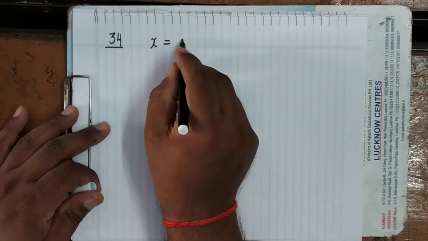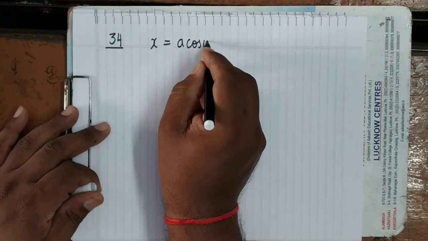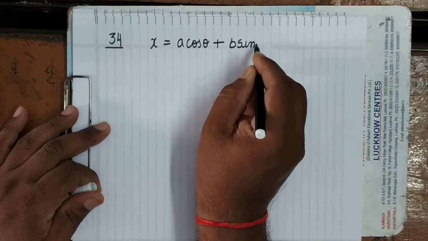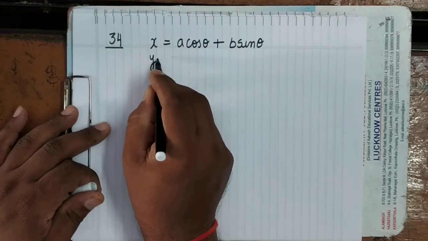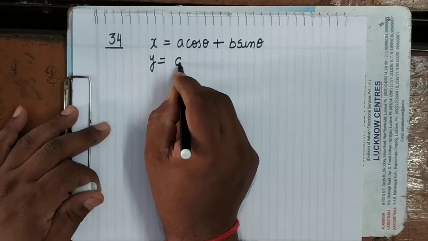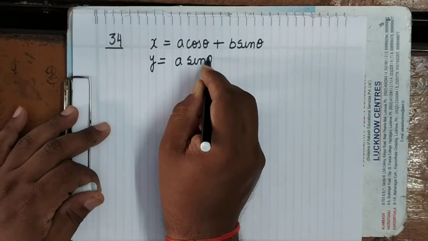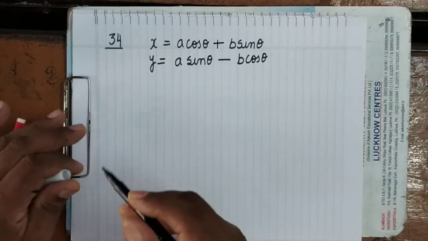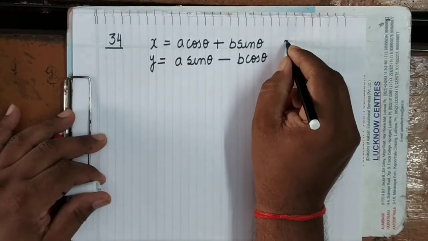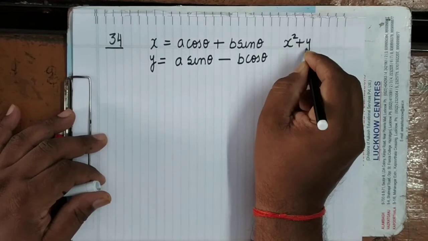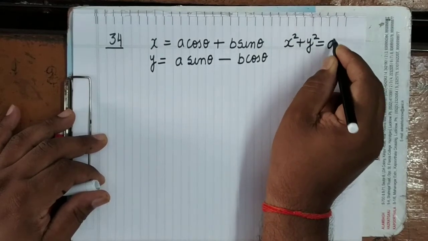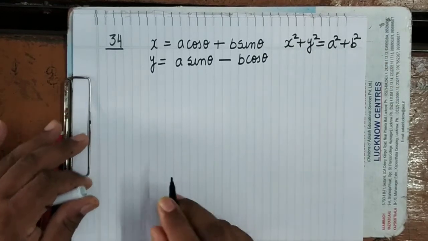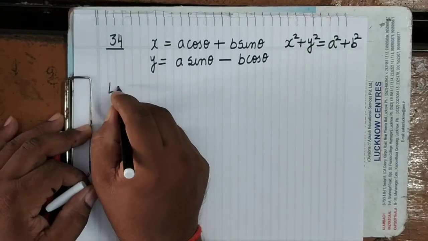x equals a cos theta plus b sin theta, and y equals a sin theta minus b cos theta, and you have to prove x square plus y square equals a square plus b square. This you have to prove. So you begin with the LHS. This is very simple.